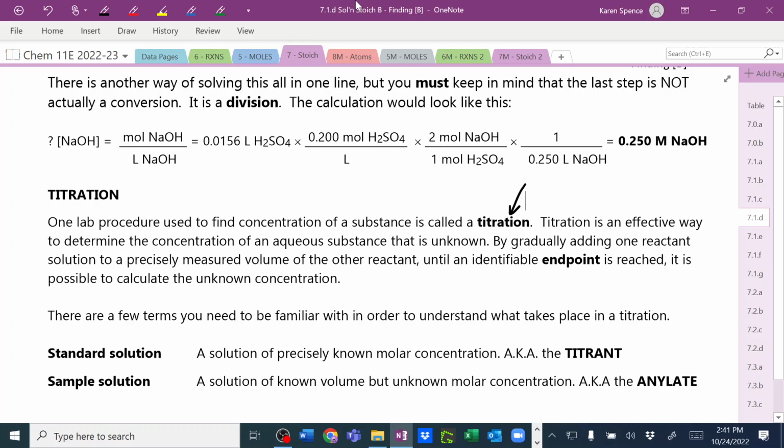So now what I'm going to do is I am going to add phenolphthalein. Phenol, it is indeed an acid-base indicator.